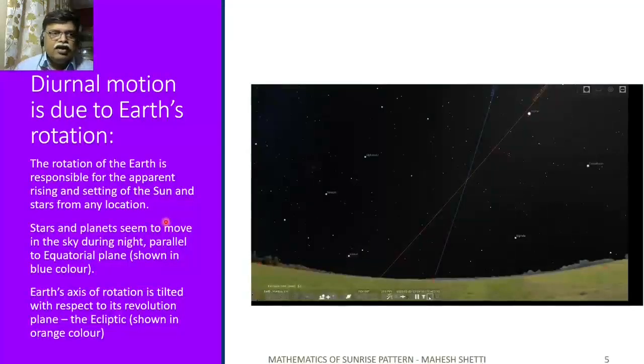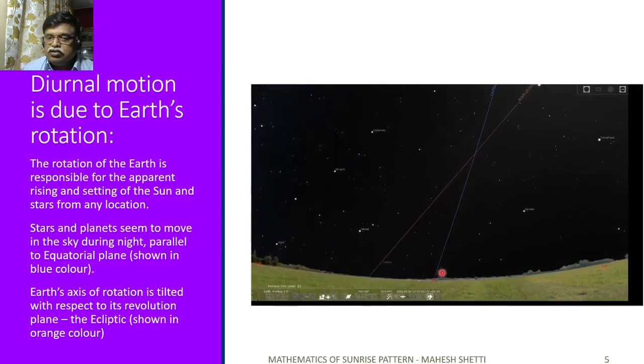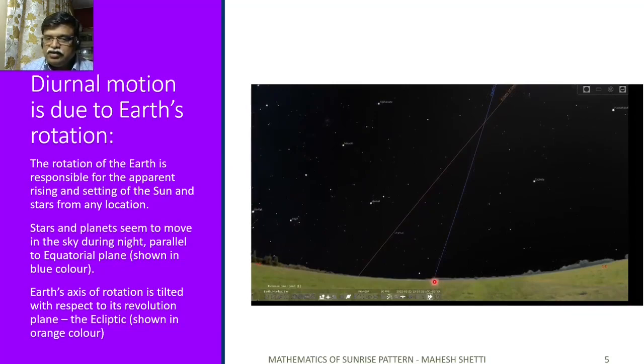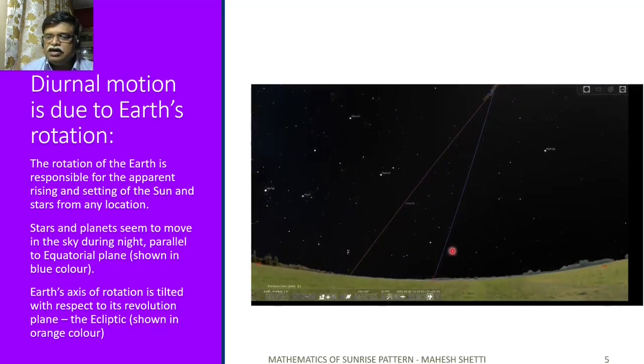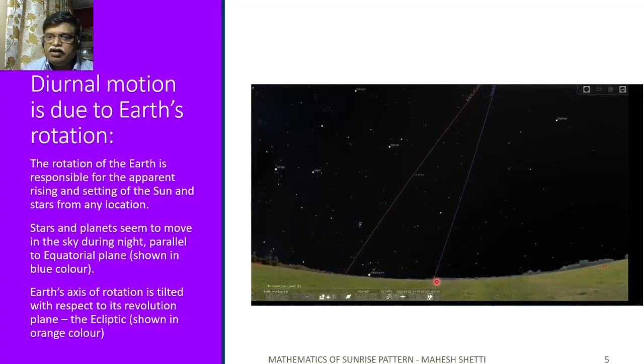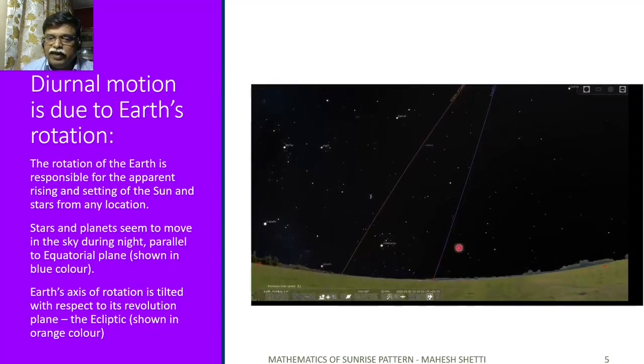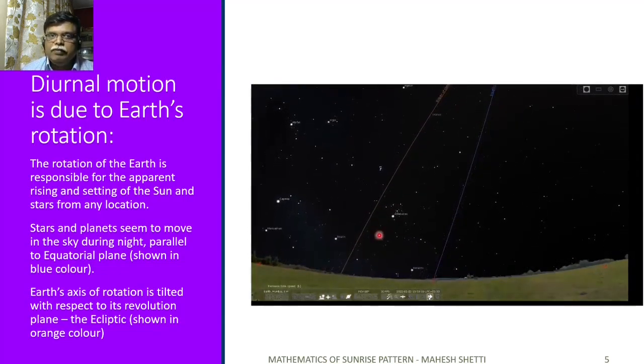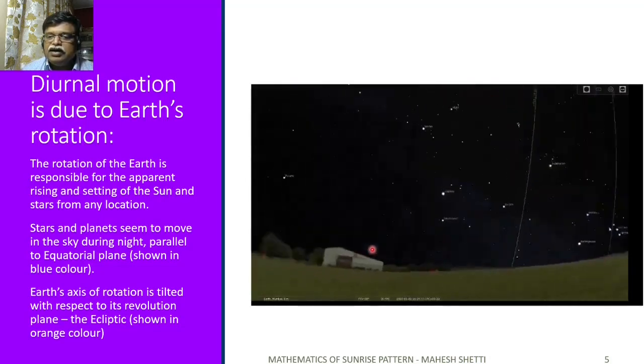Now this diurnal motion is due to Earth's rotation. Now what is diurnal motion? It is the motion of the stars observed over the entire night, and we can see here how this motion is there. So here we are looking at east now, and the blue line shown over here represents the equatorial plane, whereas the other line shows the ecliptic plane, and you can see that the ecliptic is changing.